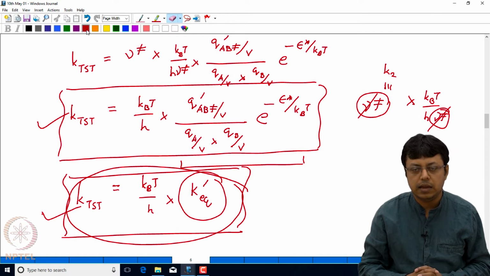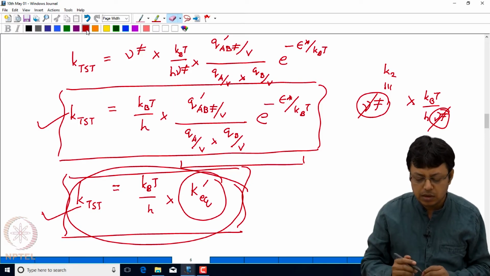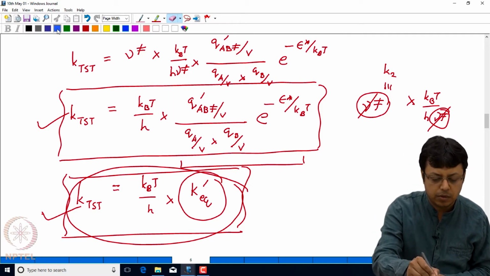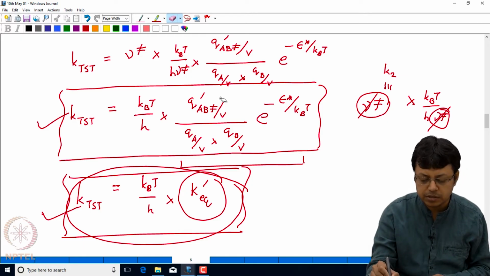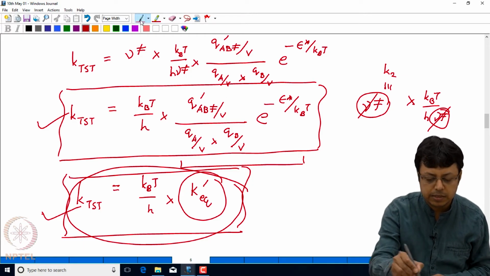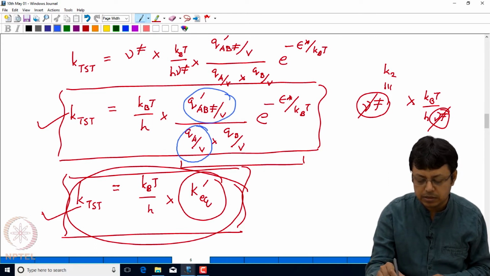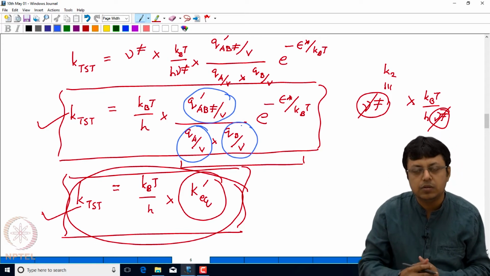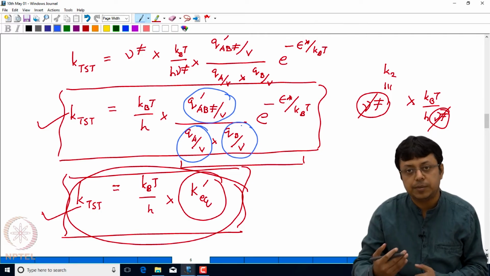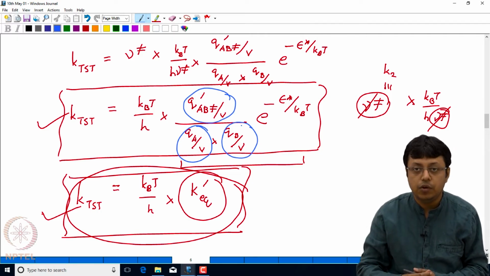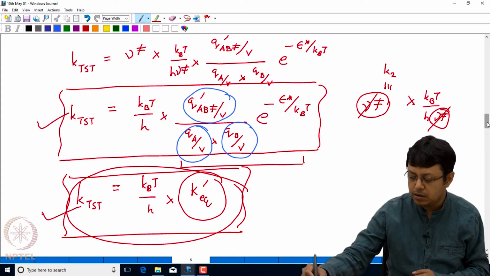Now let us see an interesting application of the transition state theory rate expression that we already derived. So we have to calculate the partition functions to derive any expression for a particular, say, bimolecular reaction. In order to see that this expression is actually equivalent to our collision theory expression, let us proceed.